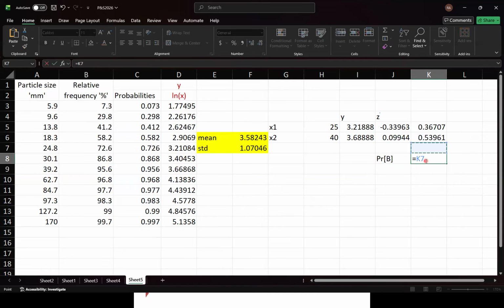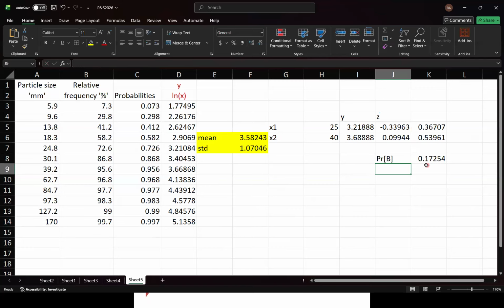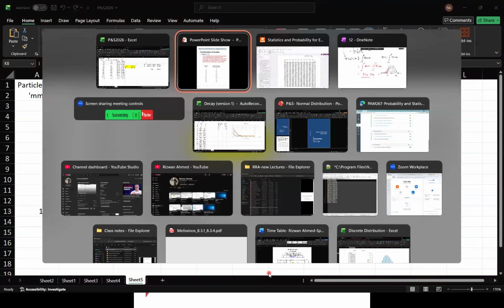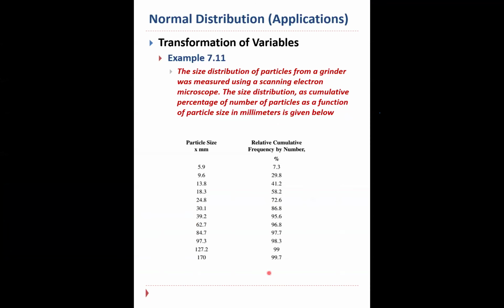Correspondingly, this value will be the higher value minus the lower value. So it is 0.17254. So 17% of the components will have particle size from 25 millimeters to 40. So that's the way we use the normal distribution table in all other distributions in which there is a mathematical transformation consistently applicable.